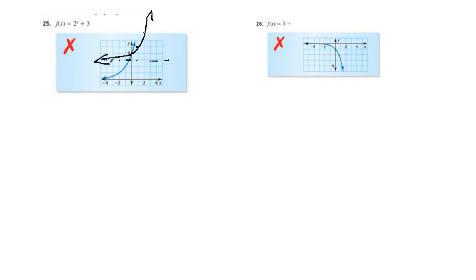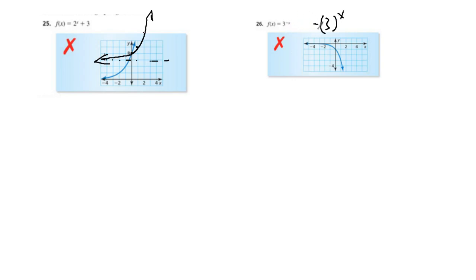It's just totally wrong. Next, f of x equals 3 to the negative x power. This is wrong because we've said it before. If you integrate the negative into the x part of the equation and not make it like this, if you make it like this, then it would be a reflection in the x-axis, because the whole thing is reversed. The whole thing's negative. But if you make it like this, then it will be a reflection in the y-axis.